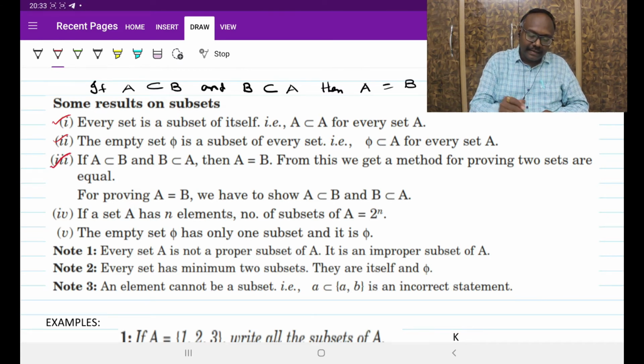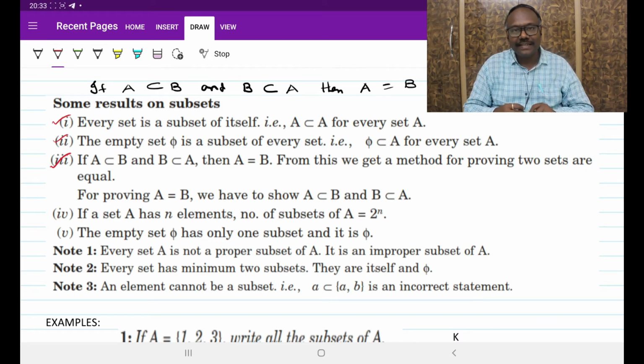Then the next point is if a set A has n elements, then the number of subsets is equal to 2 to the power of n. So that is also a very important result. If set A has n elements, then the number of subsets is 2 to the power of n. And the empty set phi has only one subset, that is null set itself.